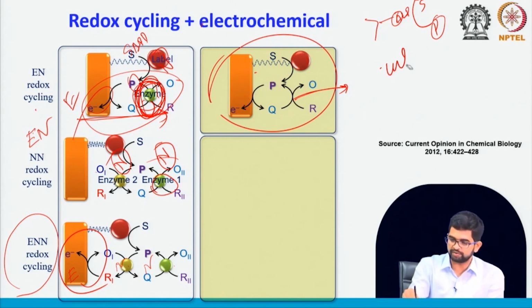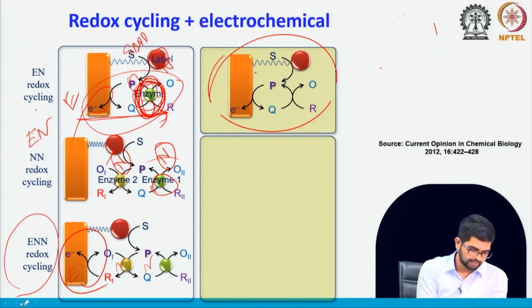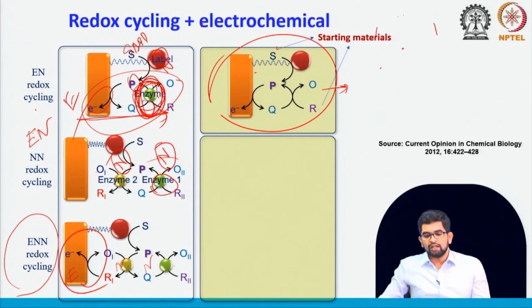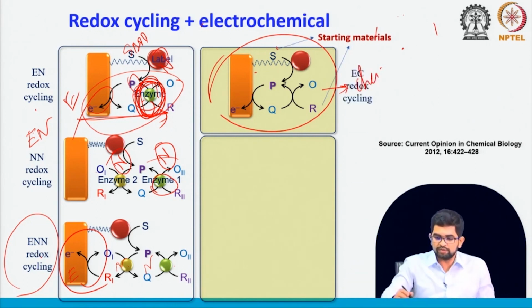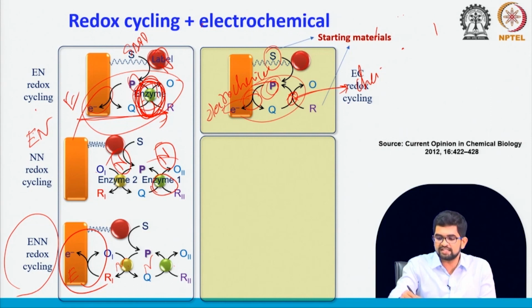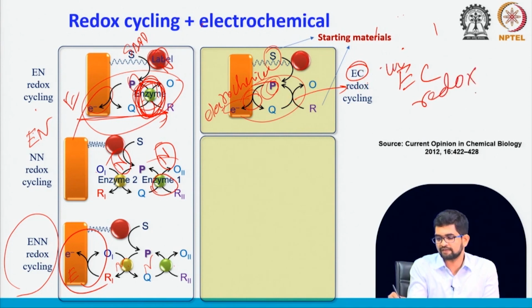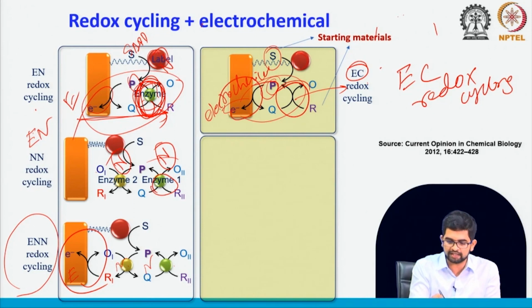Now, we can put some nomenclature here. What nomenclature can we put here? Here we can put the nomenclature: EC redox cycling. Why EC? Because here it is electrochemical and here chemical, that is why it is EC redox cycling.